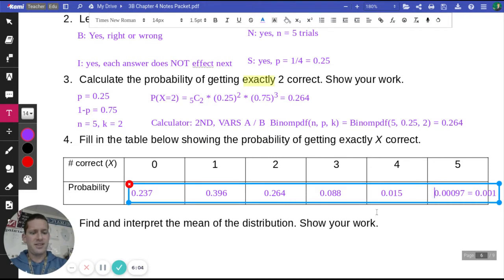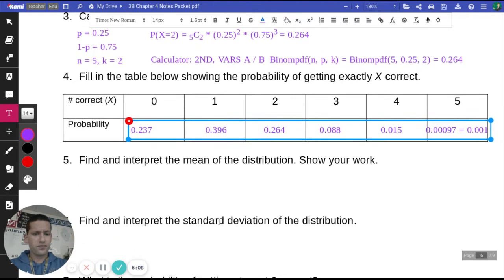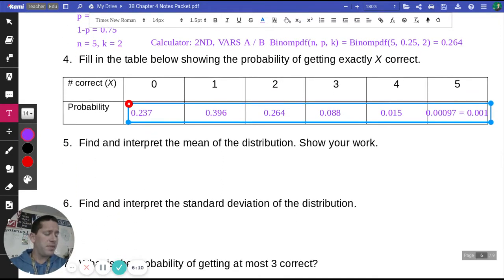0.1%. That's not great odds of getting all of them correct. We're going to find and interpret the mean of this distribution. So what I'm going to do is take 0 and multiply by probability 1, multiply by probability 2, multiply by probability 3, so on and so forth.